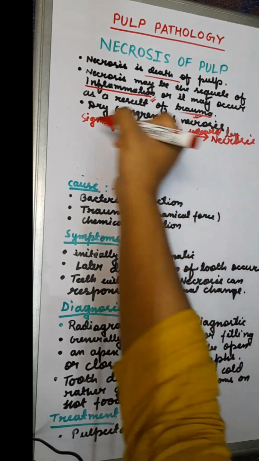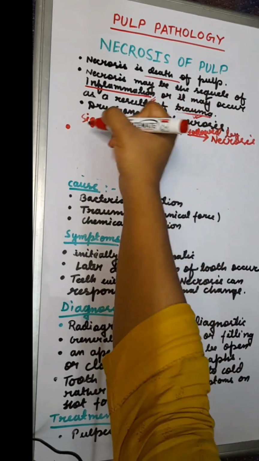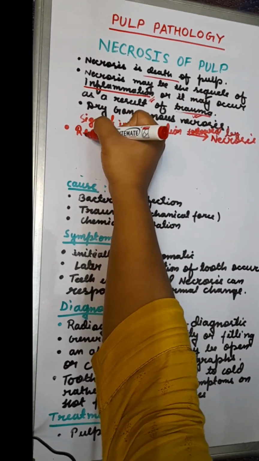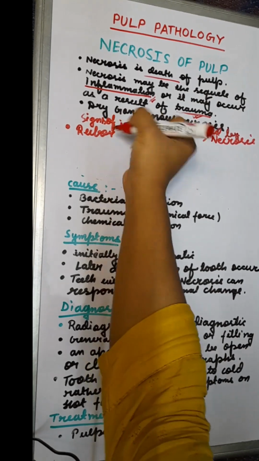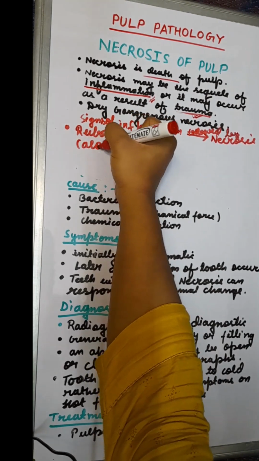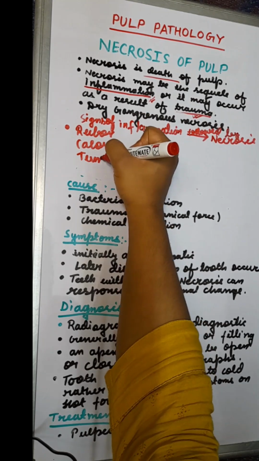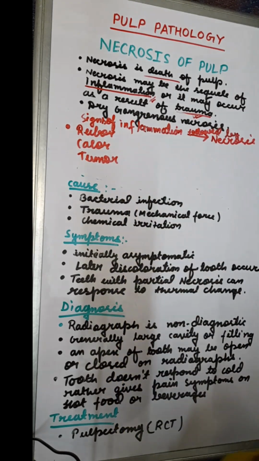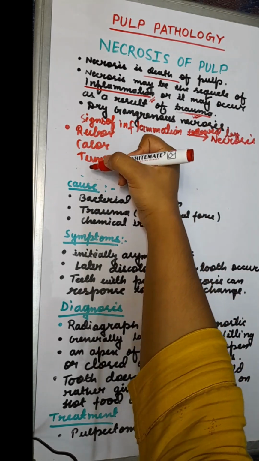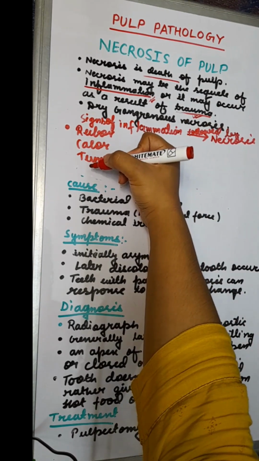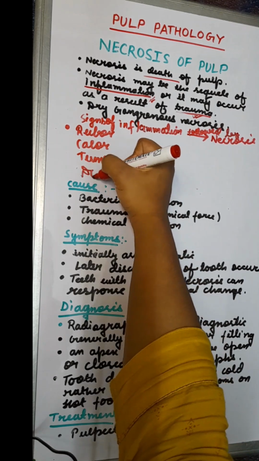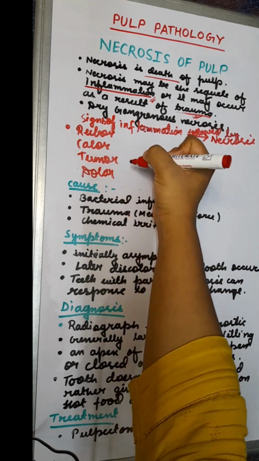So the 5 signs of inflammation are rubor, that is redness, calor, that is rise in temperature, tumor, that is swelling, and dolor, that is pain.